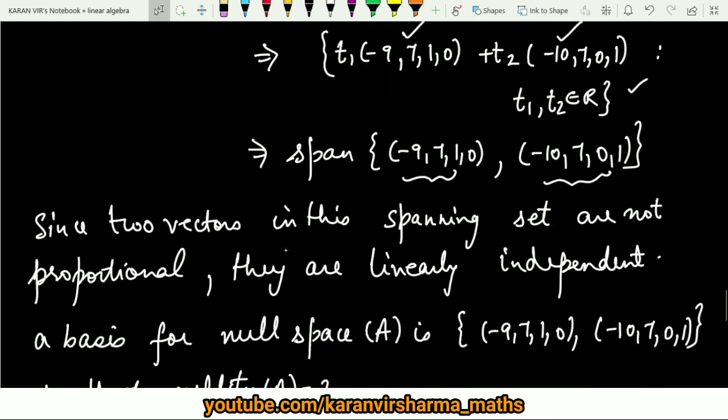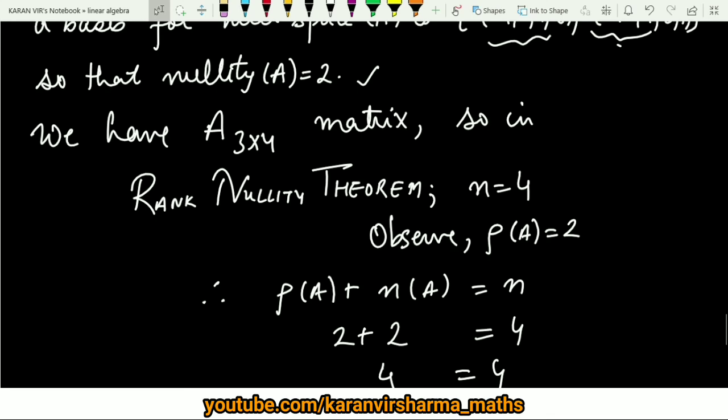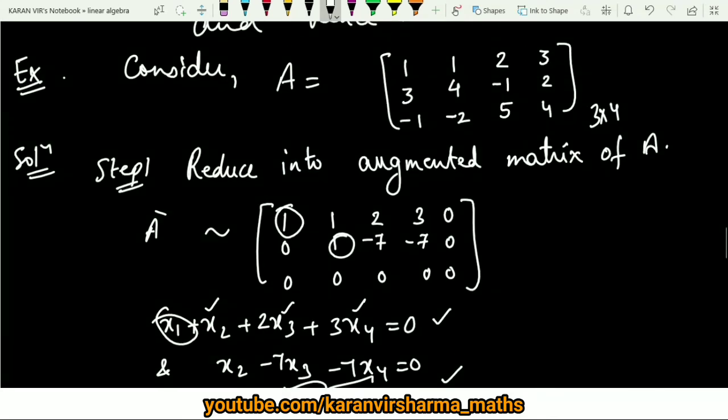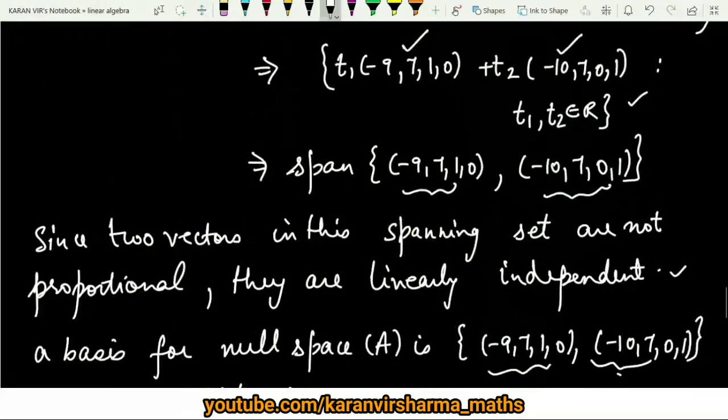Since the two vectors in this spanning set are not proportional, they are linearly independent, and they form a basis for the null space of A. So the nullity comes out to be 2. Now we can verify. We have A to be a 3 cross 4 matrix, so this was m cross n, and n is 4 here. We have already seen that the rank of this matrix A was 2.